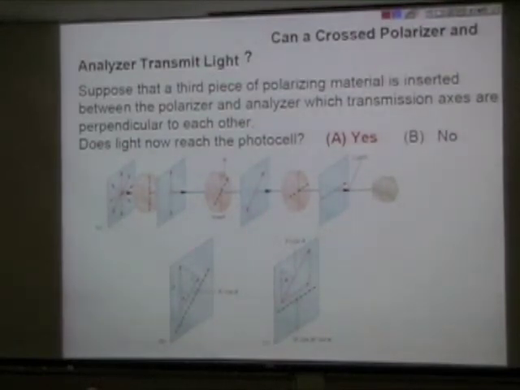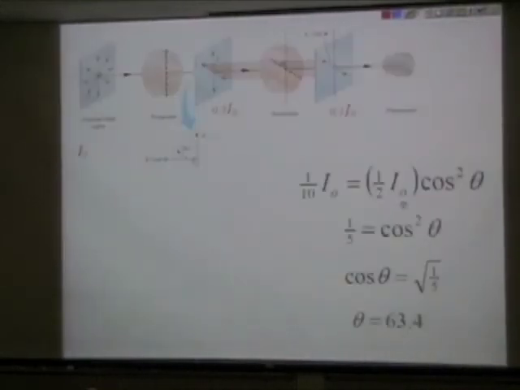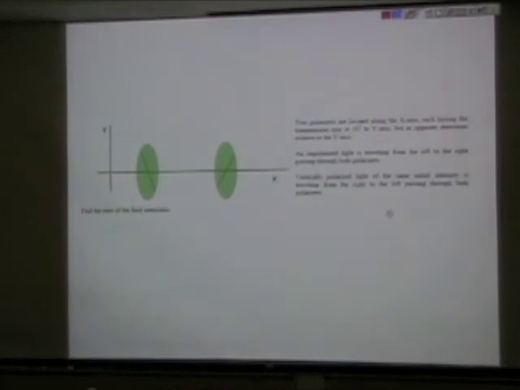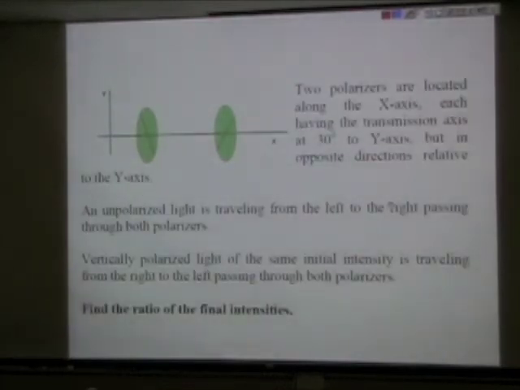Well, now let's do this example. Two polarizers located along the x-axis, each at 30 degrees to the vertical axis. Unpolarized light is traveling from left to right, and we have to compare the intensity of the light after it travels through the whole system and before.